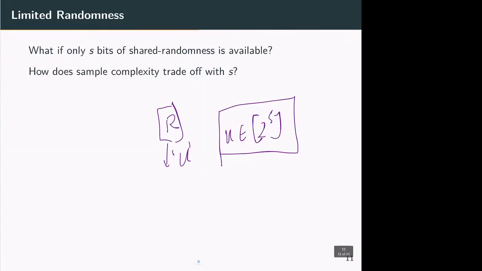So the question is, what if we have only S bits of shared randomness available? Private coin means no shared randomness; public coin means a lot of shared randomness. What if we have exactly S bits, a very small amount of randomness to play with? How does the sample complexity trade off with S? Now this is the referee R in the picture, and it sends the shared randomness U. We assume U to be an S-bit string, some distribution over a set of size 2 to the S.